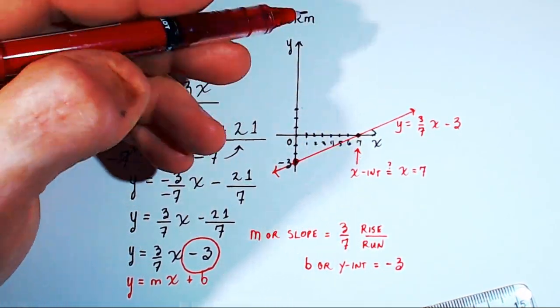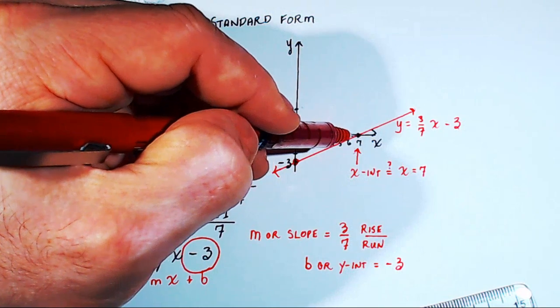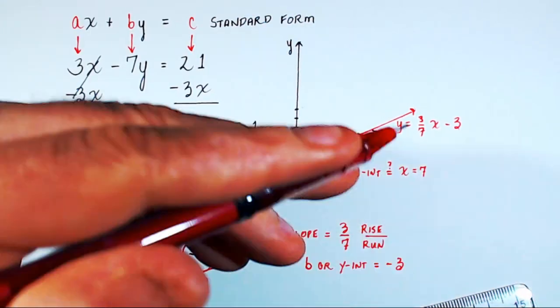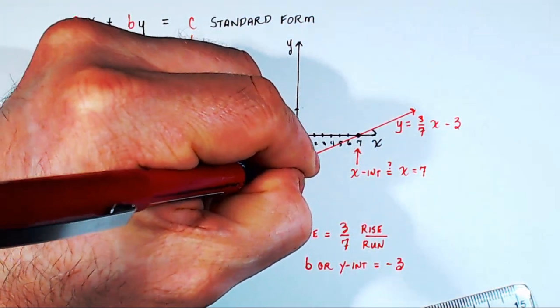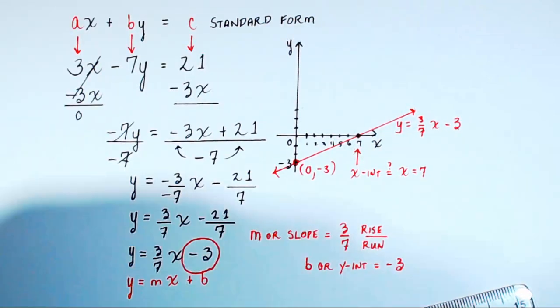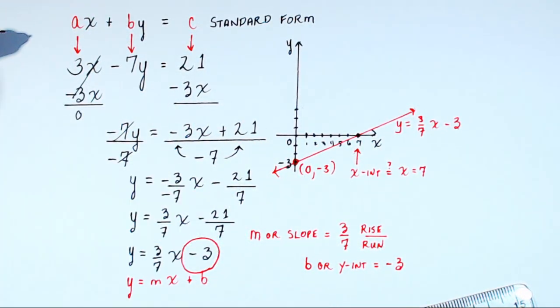See, this is the x-axis. Right here, x is 7. But over here, where we find the y-intercept, x is equal to 0. So actually the coordinates for this y-intercept are 0, -3. So let's see if we can't find that using a bit of a shortcut.